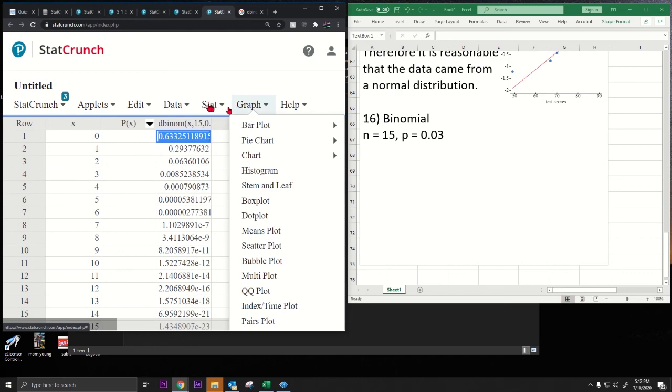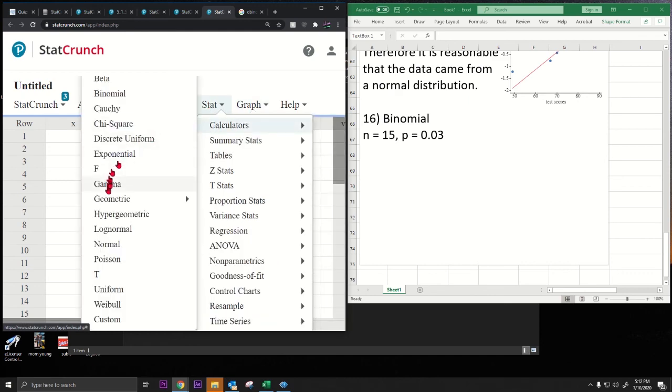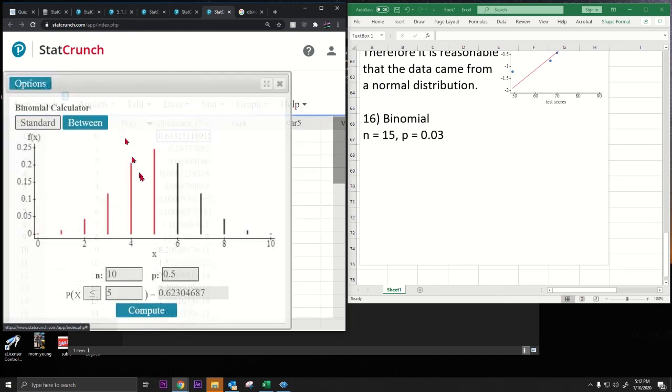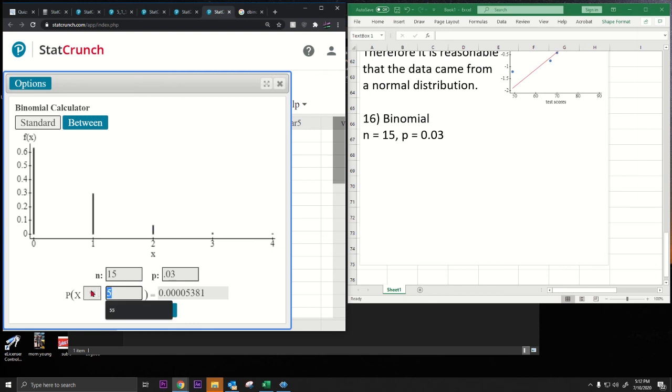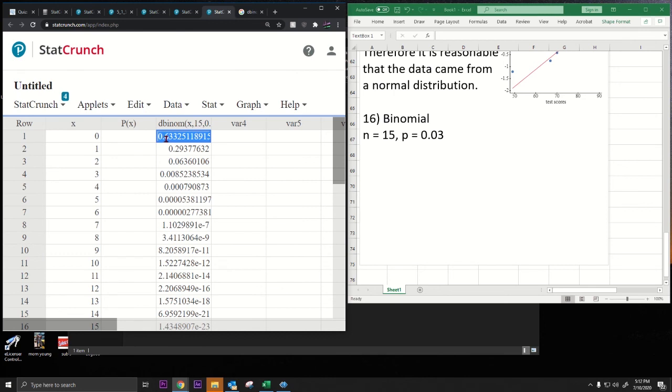You can verify that if you go to calculator, binomial, and just plug in 15, and then for the P you can put 0.03, and then let's go equals and let's put 0, press compute, and look, there it is, 0.633. It's our biggest probability. See that? So 0.633. There you go.